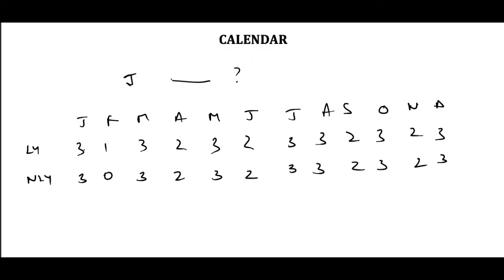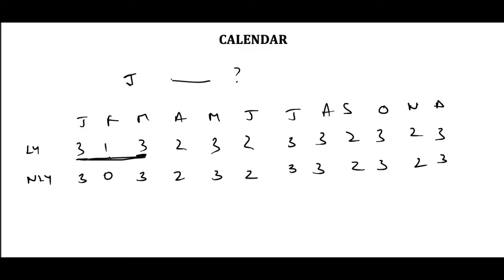Now the question says: which month will have the same calendar as that of January? For this, we have to add all the odd days, and where there is a multiple of 7, the next month will be the same as January. So we'll take the case of a leap year first. Let's add. We have 3 plus 1 is 4, plus 3 is 7.